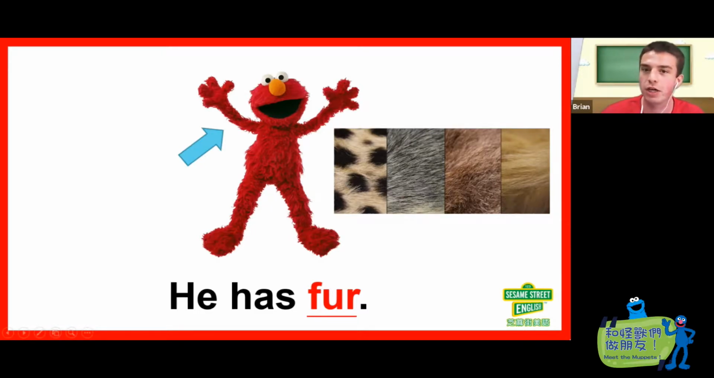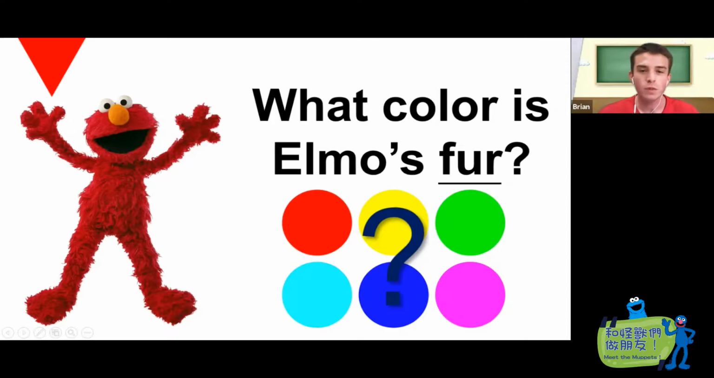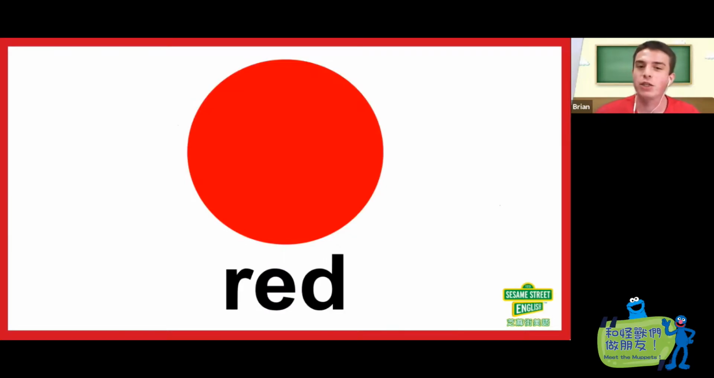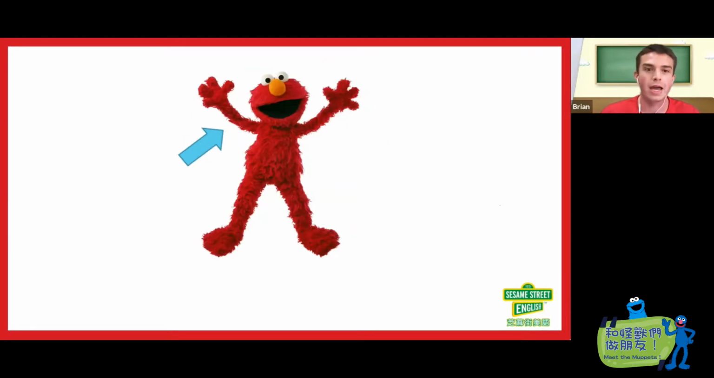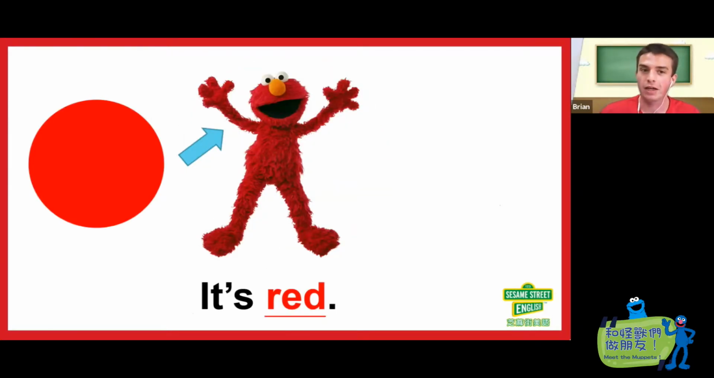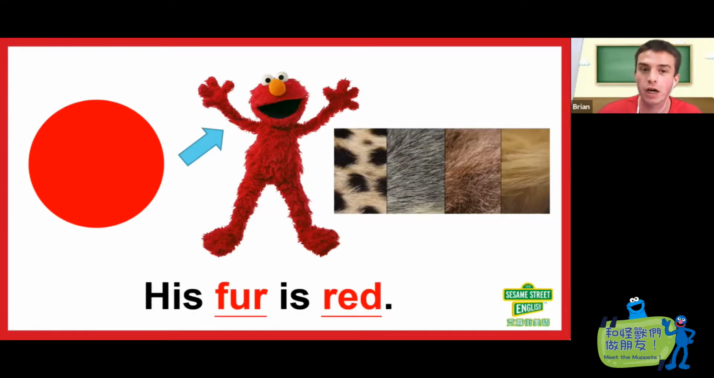Let's ask another question about his fur, okay? What color is Elmo's fur? Do you know? If you said red, that's correct. It's red. His fur is red. Okay, so we can put this into a similar form as our sentence before.